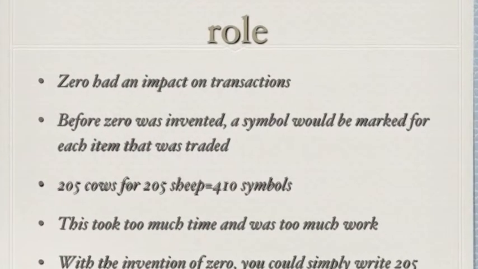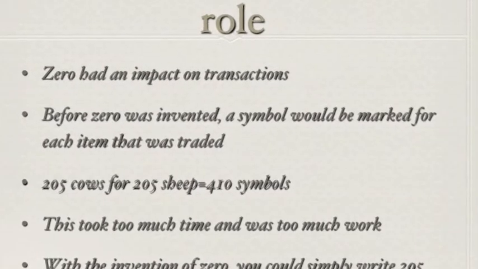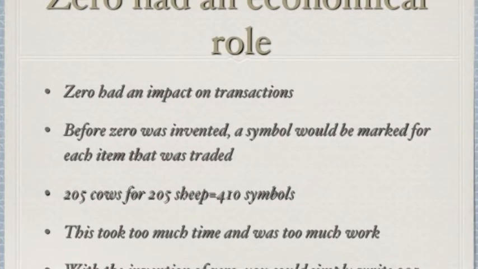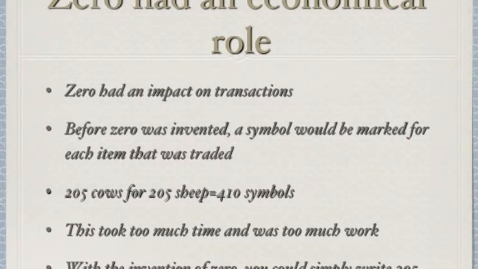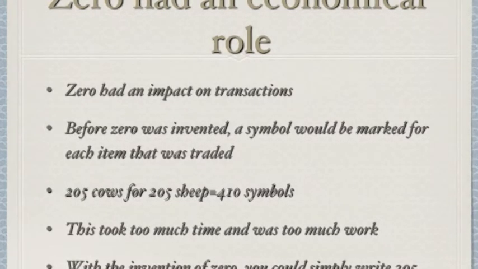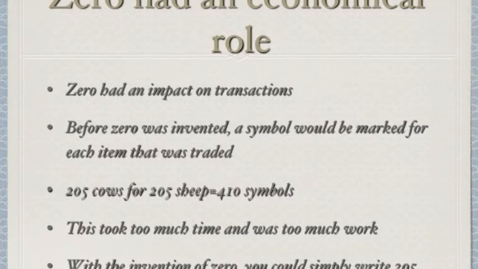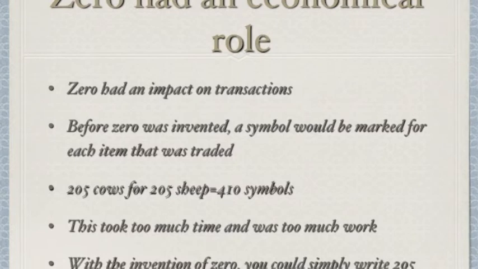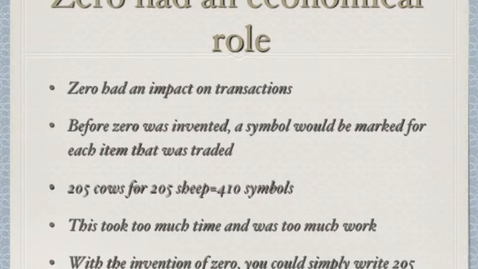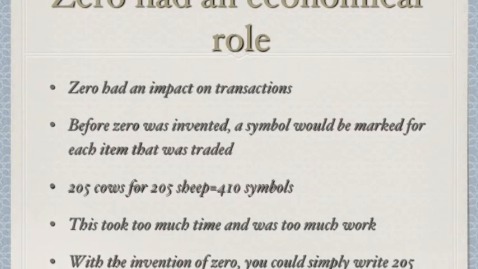Zero had an economic role. Zero had an impact on transactions. Before zero was invented, a symbol would be marked for each item that was traded. For example, if you were to trade 205 cows for 205 sheep, that would equal 410 symbols. This took too much time and was too much work. With the invention of zero, you could simply write 205 twice.